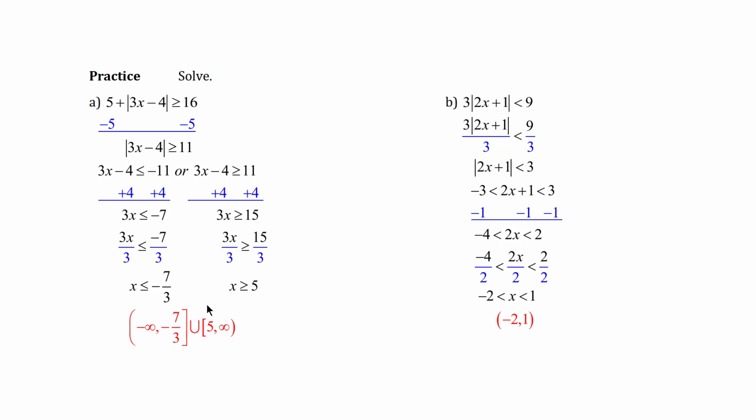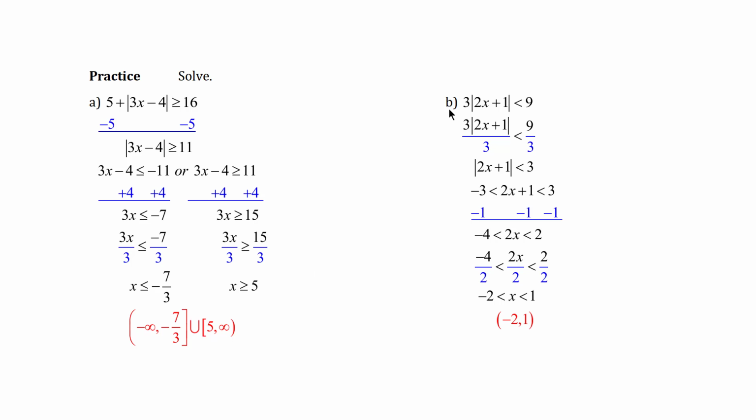For our final answer, we write it in interval notation. I have parentheses, negative infinity, comma, negative 7/3, close bracket, union, bracket 5, comma, infinity, close parentheses.